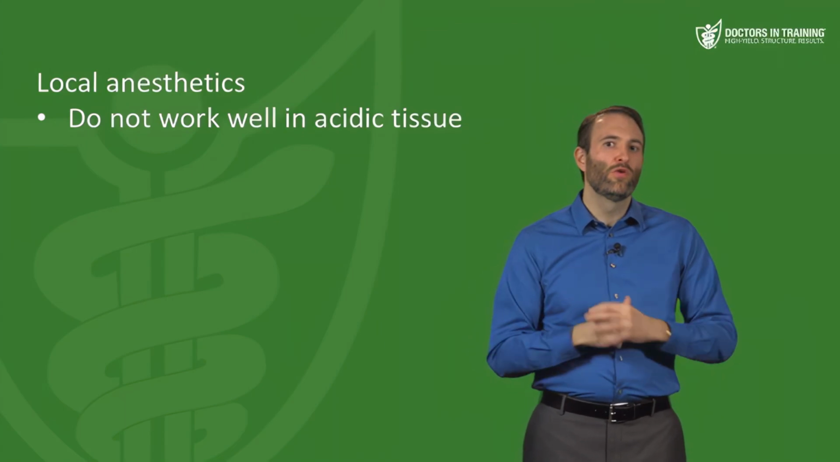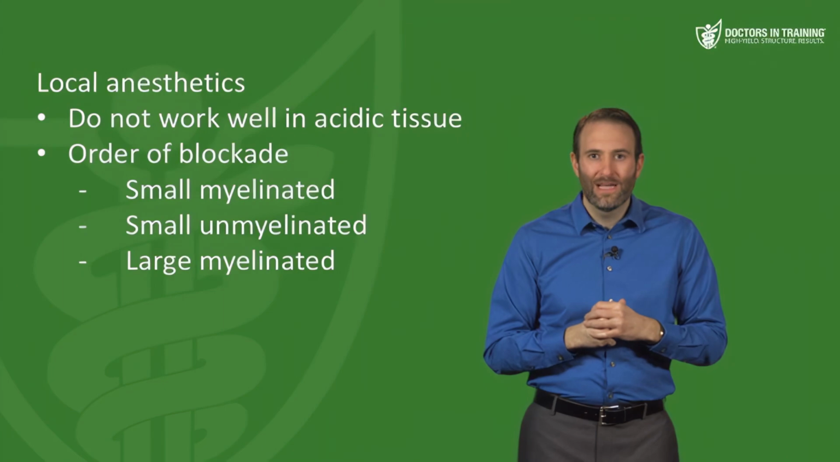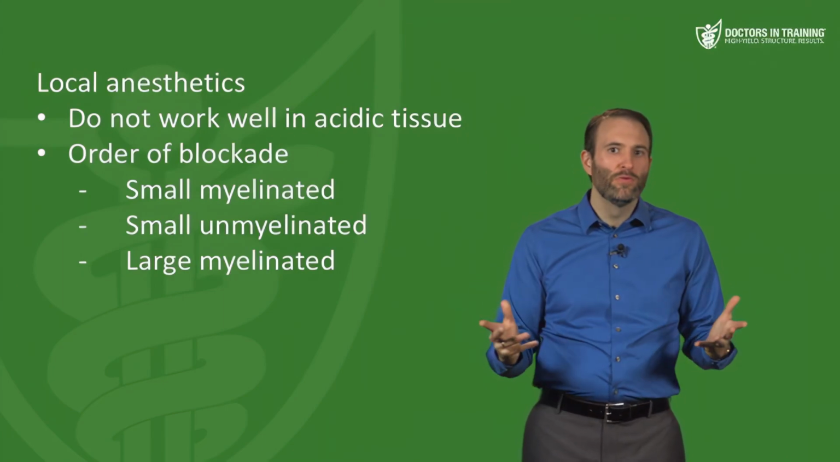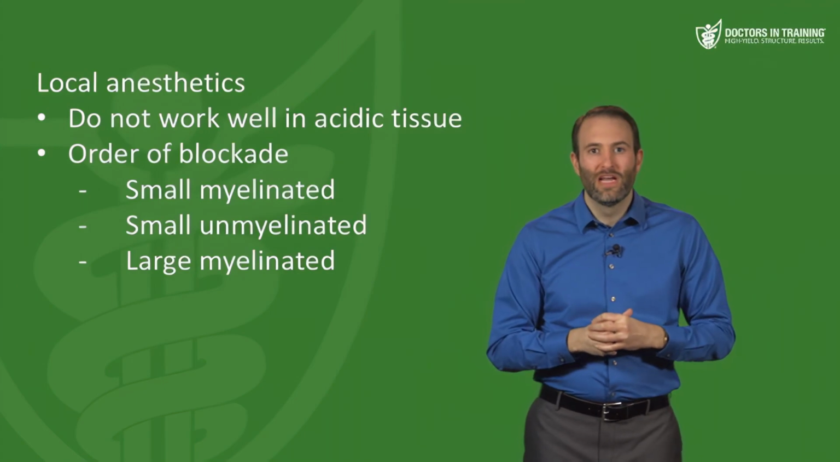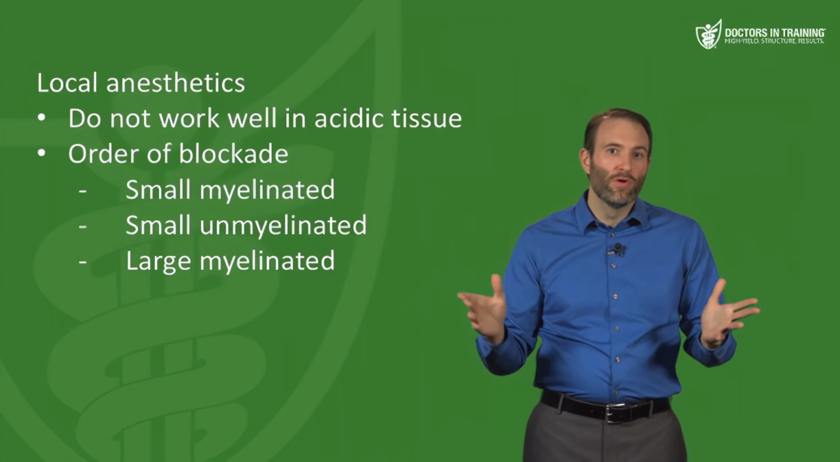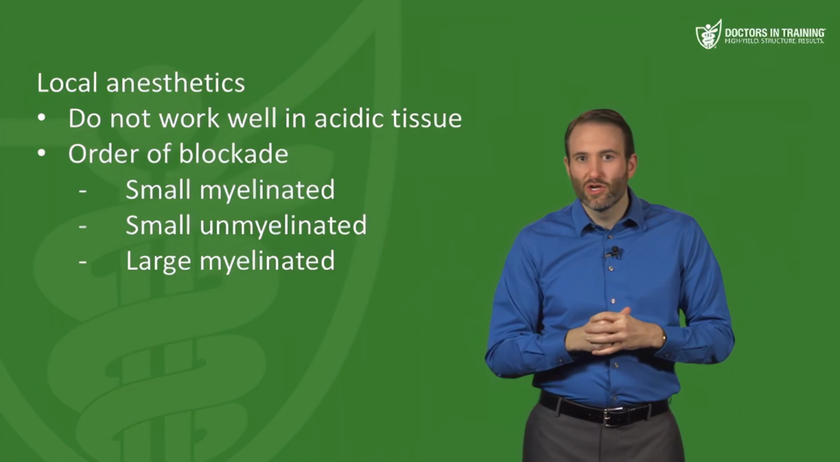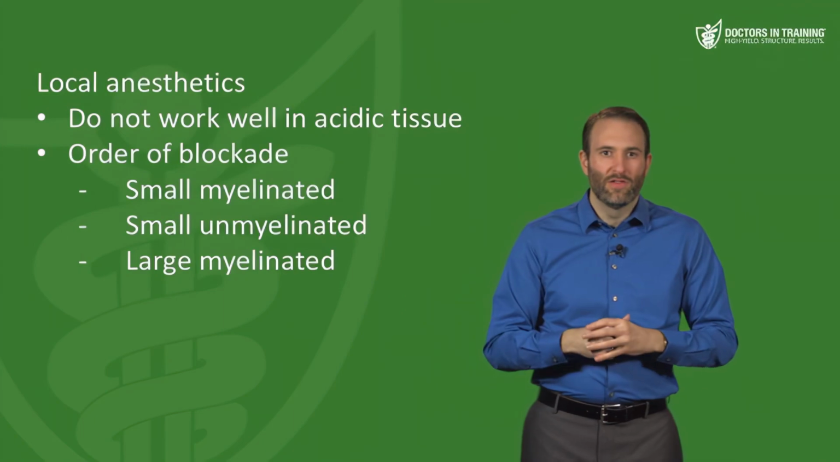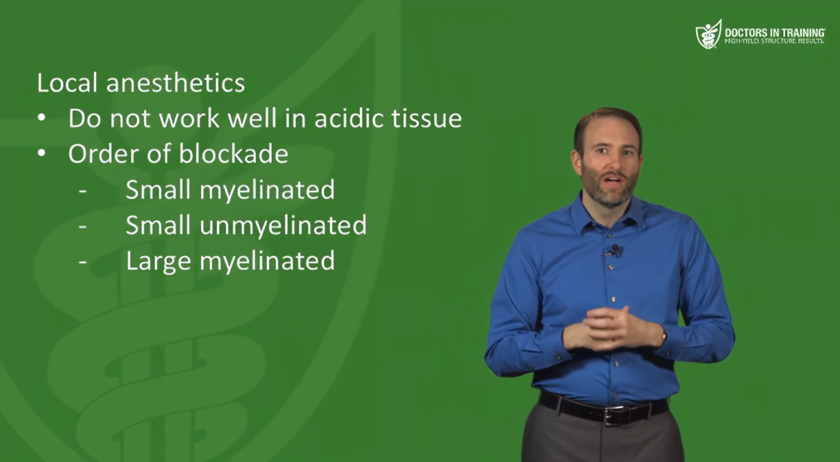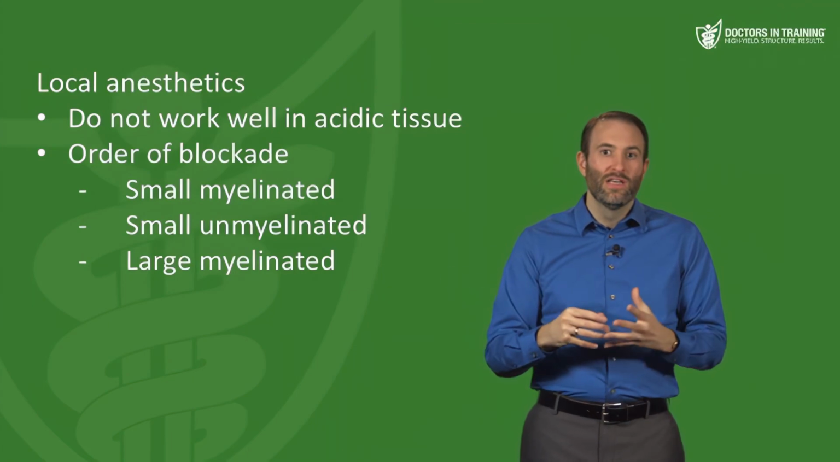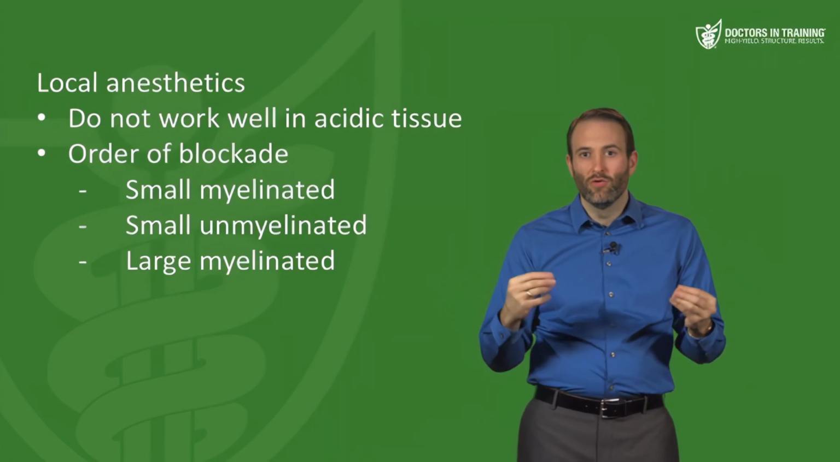Now, another principle of local anesthetics is that small diameter nerve fibers and myelinated nerve fibers are more susceptible to them than are the large diameter and the unmyelinated fibers. And the size is more important than the myelination. So the first thing you're going to block are the small myelinated fibers, then the small unmyelinated fibers, and then the large myelinated fibers after that. It turns out that sensory fibers tend to be the small diameter nerve fibers, and clinically this results in the ability to block pain at low dosages.